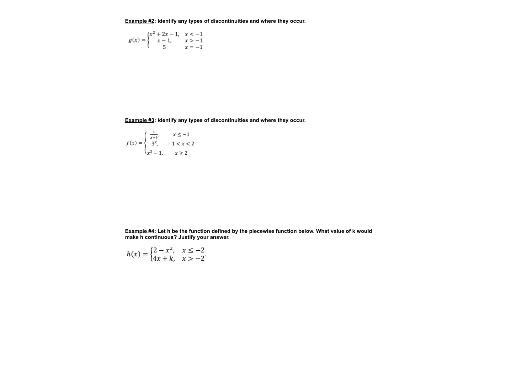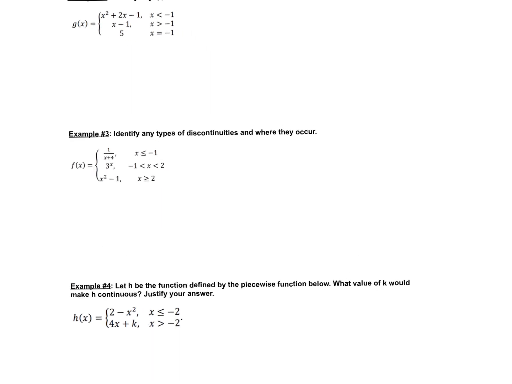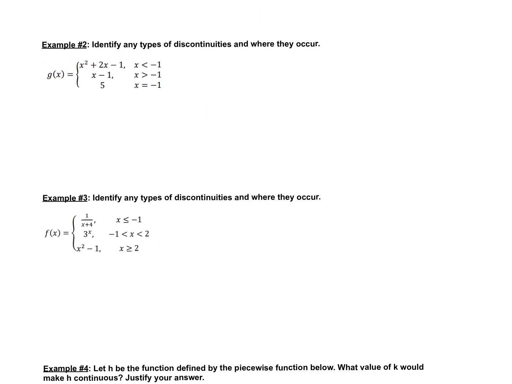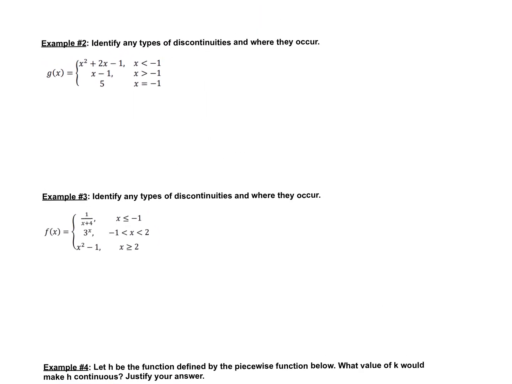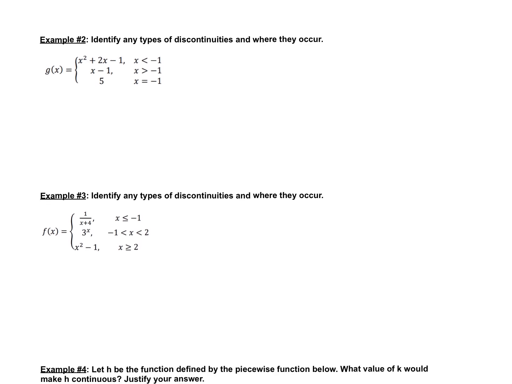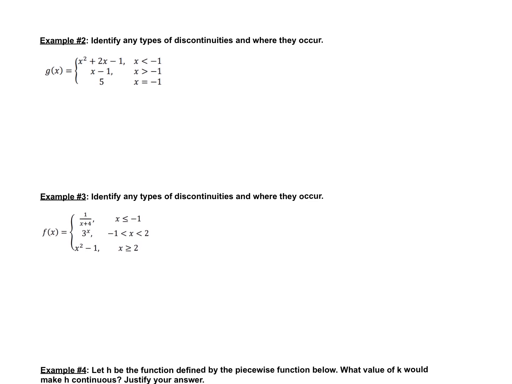All right, let's jump to the back and see what kind of questions we have here. Example 2 says, identify any types of discontinuities and where they occur. So honestly, we know that this is a piecewise function, and there's only going to be possible discontinuities at the values where the functions change, when I go from the quadratic to the line, or from the line to this next line. So let's just see what's happening at x equals -1.